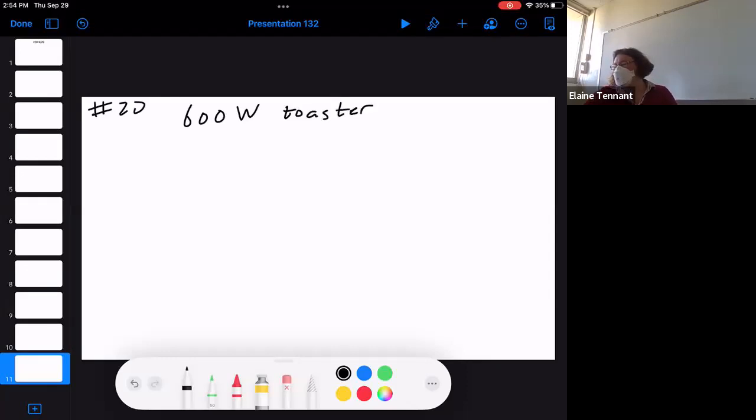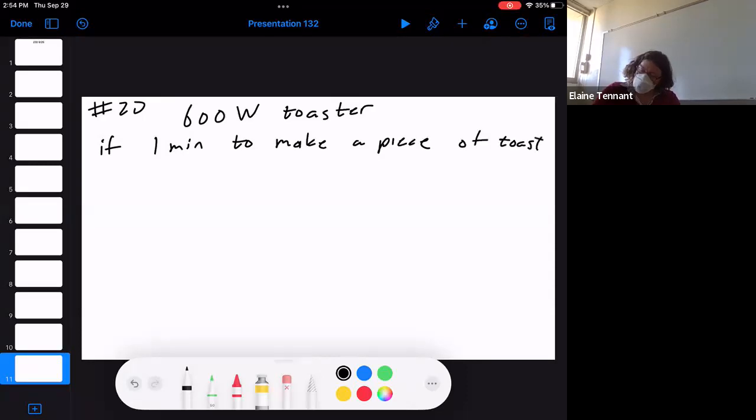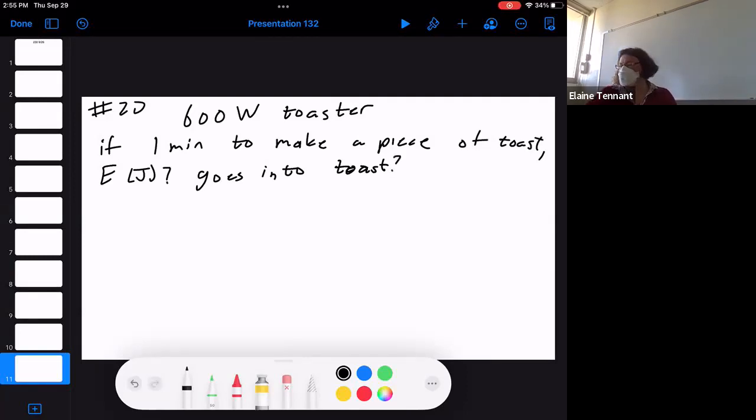And so if it takes one minute to make a piece of toast, how much energy goes into your toast?